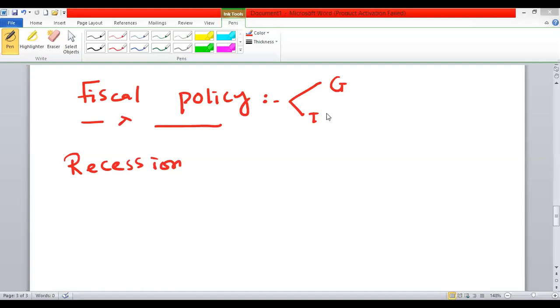These two are the main tools of fiscal policy: government spending and taxes. Whenever the economy is hit by a recession, the economy's output has fallen and unemployment has increased. So recession is going to cause lower output than the maximum output that a country is able to achieve.